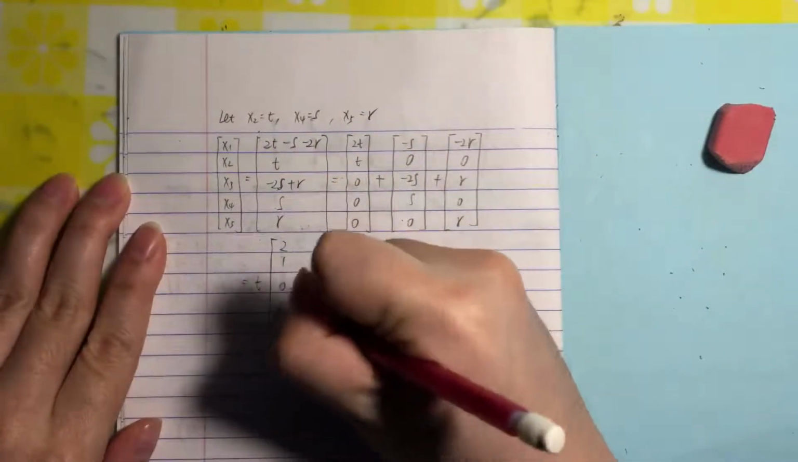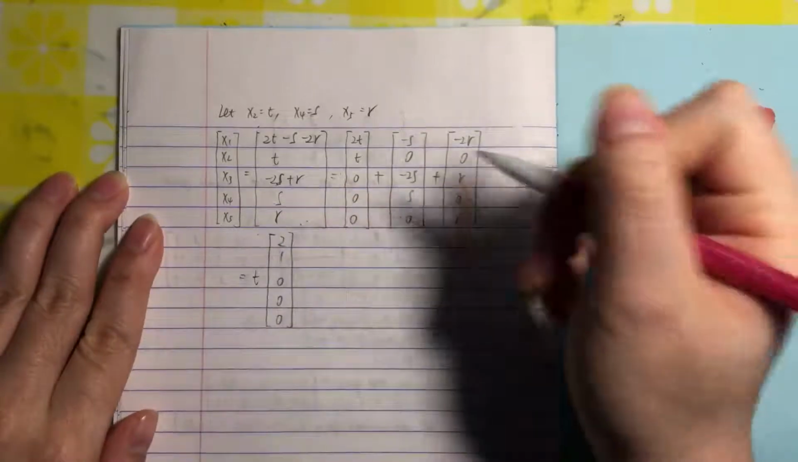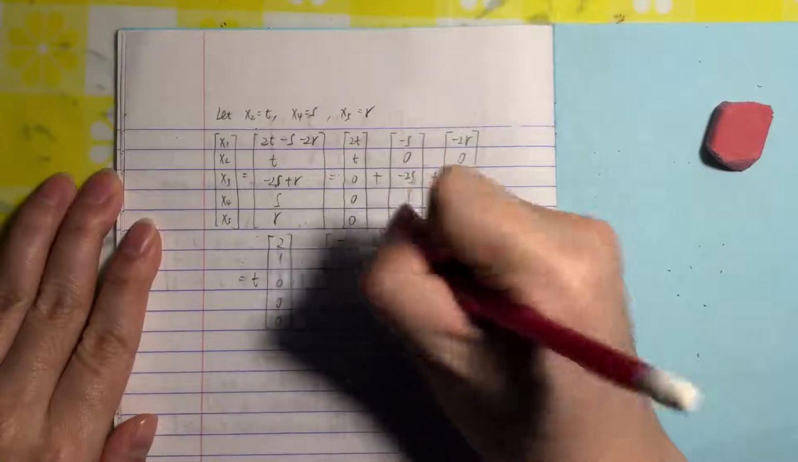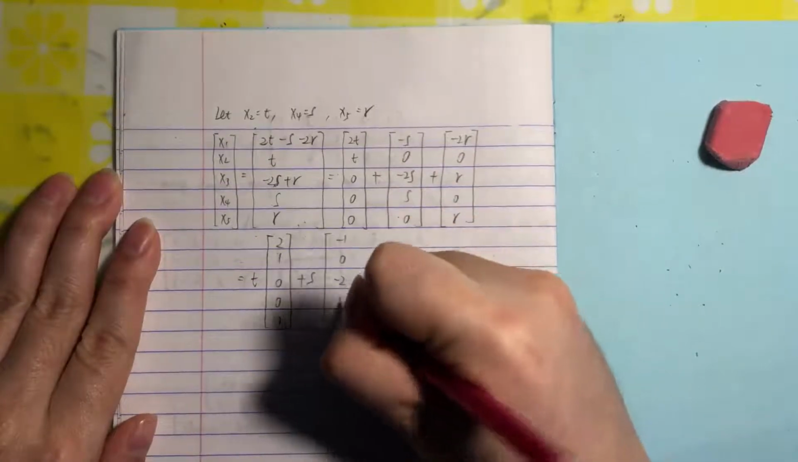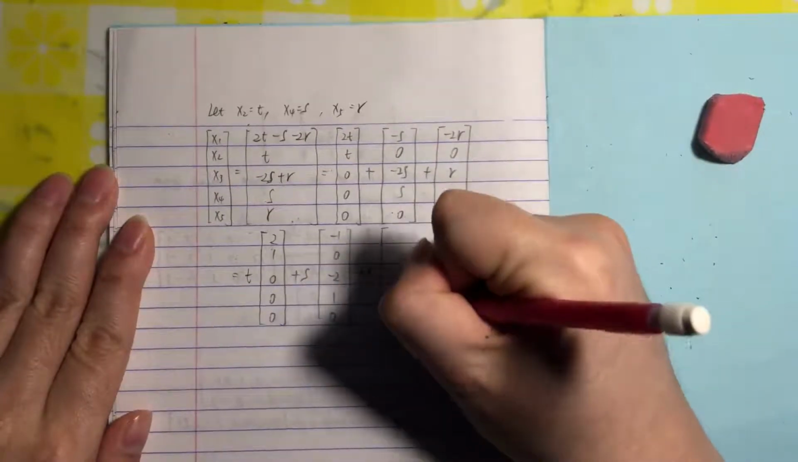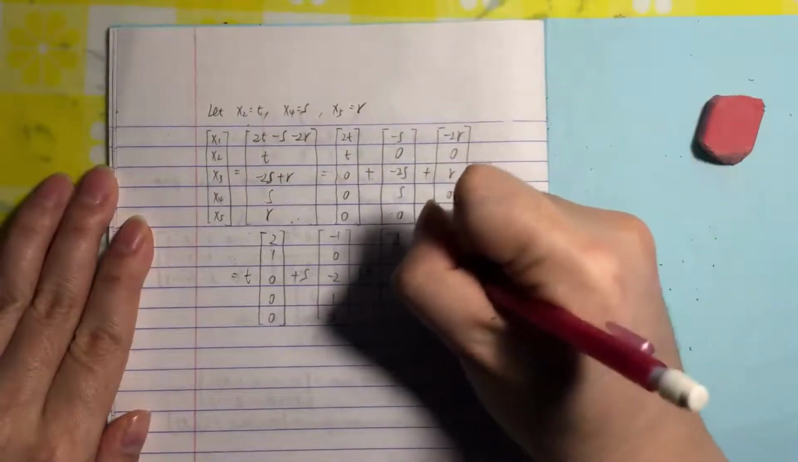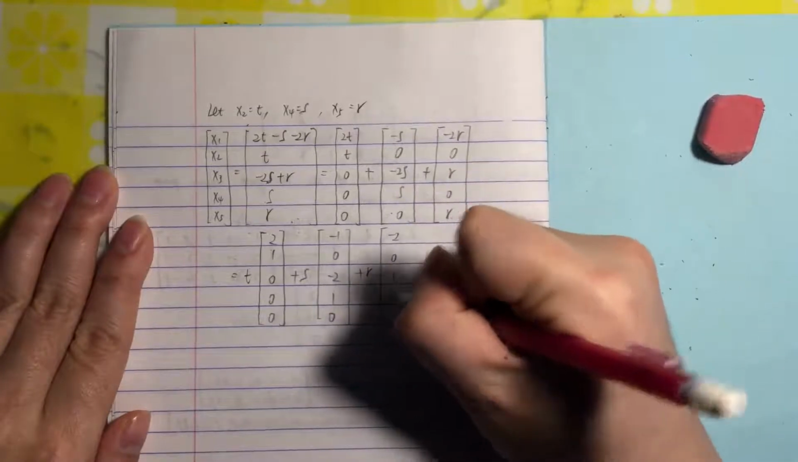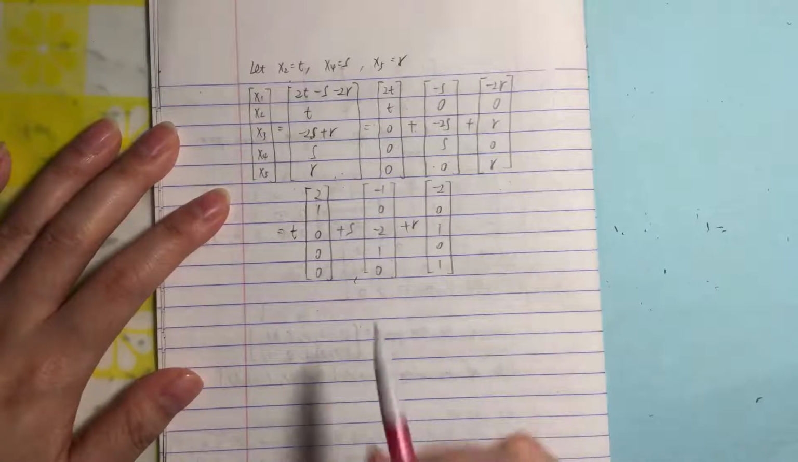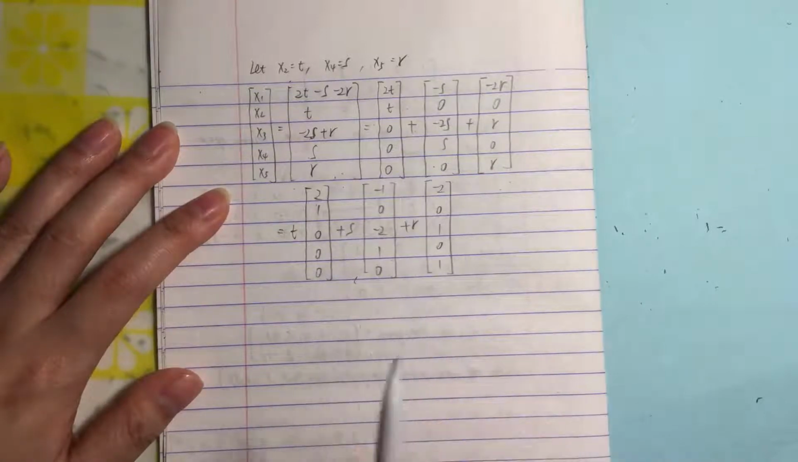If I pull out T, I get 2, 1, 0, 0, 0. If I pull out S, I get negative 1, 0, negative 2, 1, 0. If I pull out R, I get negative 2, 0, 1, 0, 1. Then, for the null space, we know that these three vectors form a basis of the null space.